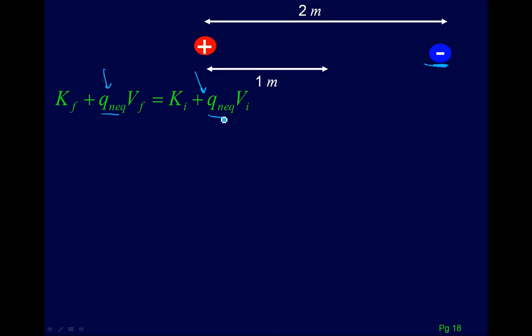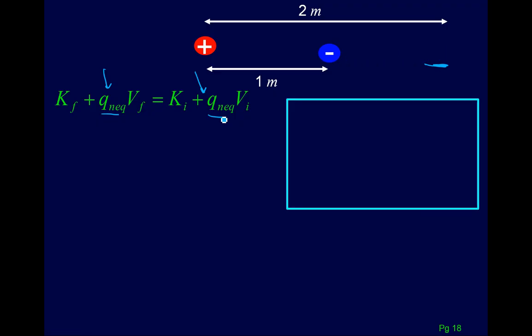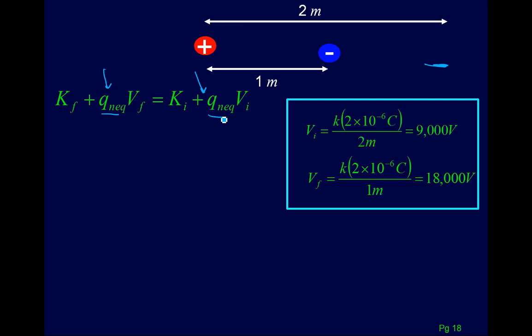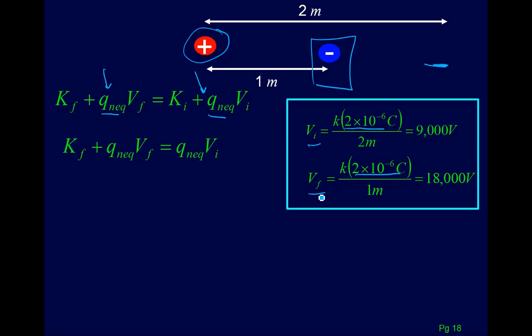Now, just like last time, it's a little tricky to find the VI and the V final, but we can do that by using our new equation. The idea is that our negative charge is moving in the potential that's caused by the positive charge. So we want to use this positive charge here to find the initial and the final potentials. If I do that, using my K constant, I get about 9,000 for the initial and 18,000 for the final. And so we go through with our equation.